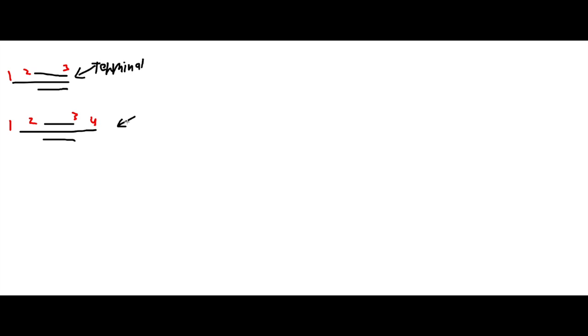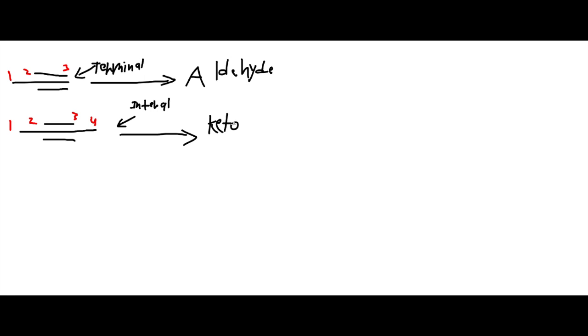This is called internal. If it's terminal, for a base catalyzed hydration, an aldehyde will form. But if it is an internal alkyne, it will form a ketone. We'll get more into this when drawing its mechanism.